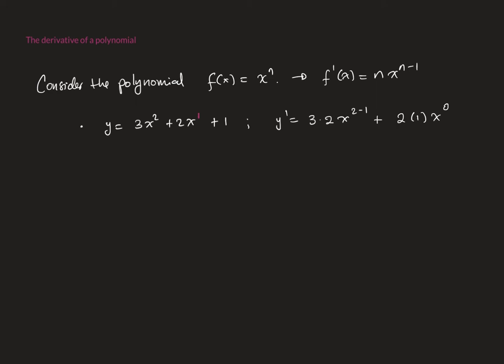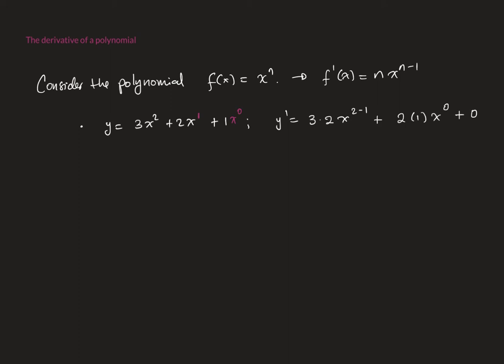Lastly, you want to add the derivative of 1. Now 1 is a number, but I can write 1 also in terms of a power of x. 1 can be 1x to the power of 0. So being the exponent of x 0, the rule would be 0 times 1 times x to the power of minus 1. But anything multiplied by 0 is 0. So the derivative of 1 is simply 0.